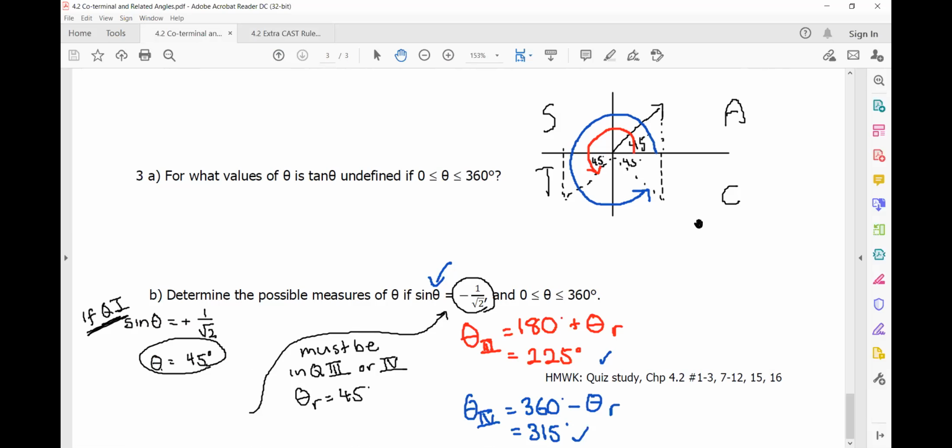Do we need the 180 plus theta r? No, if you can do it in your head, then that's totally fine. I just wanted to show you how you can get around it. What if the reference angle was something obscure like 73 degrees? How would you know what the actual angle is? Well, just being able to manipulate with 180 or 360 might come handy later on. That's all.